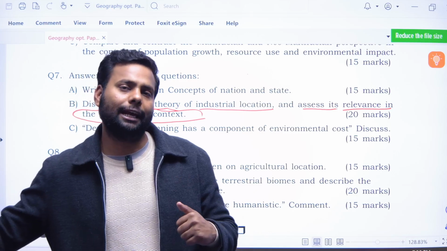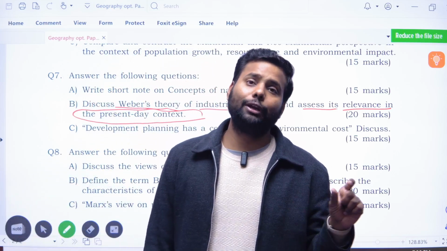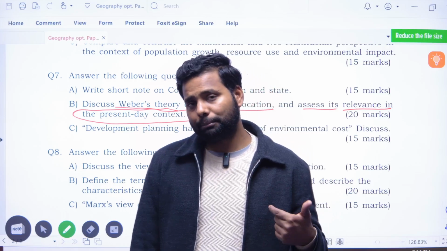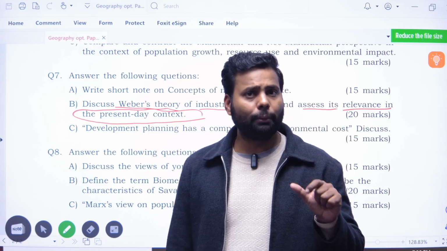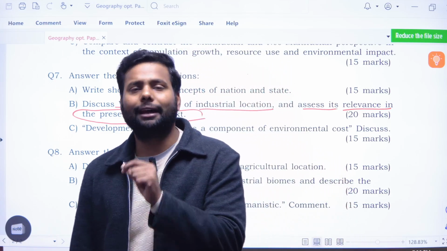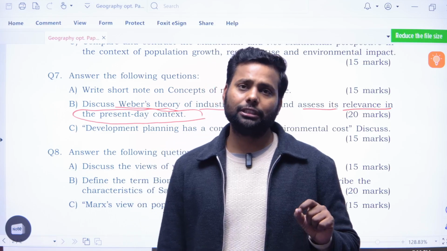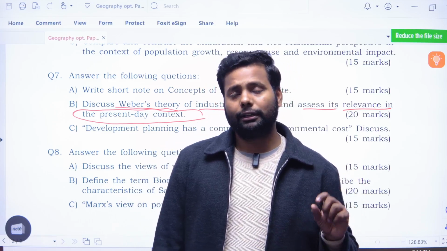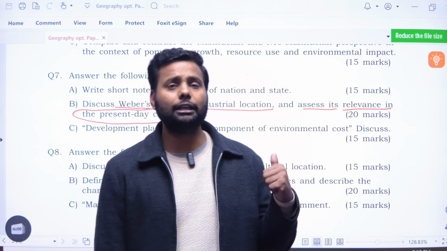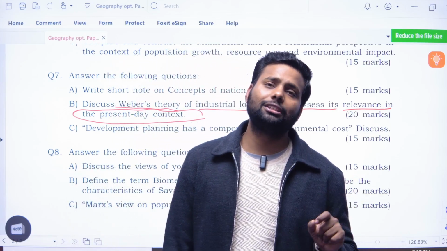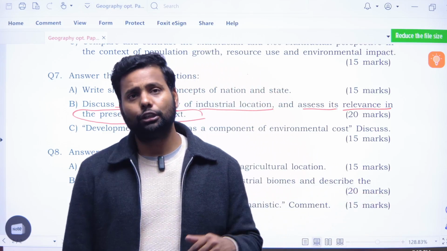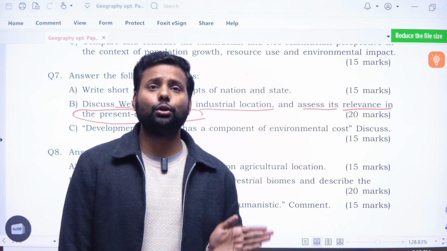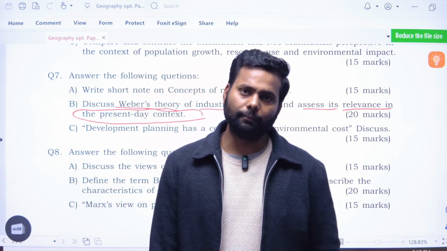Suppose the nature of industry is weight gaining, so that industry should be located near the market. If the industry is weight losing, the industry should be located near the raw material. If the industry is neutral, neither weight gaining nor weight losing, the industry in this context should be near the market.